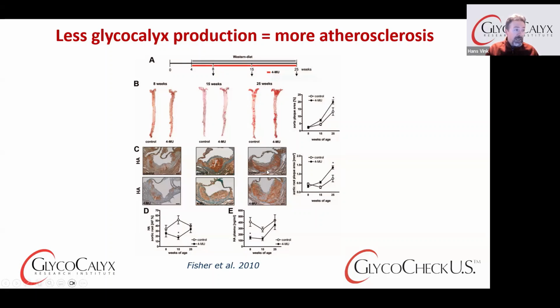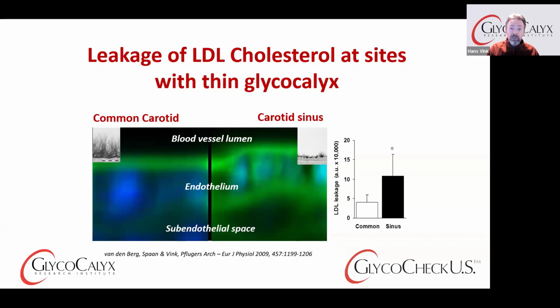The same for the aortic root, the beginning of the aorta near the heart. If you look at the plaque size, there's a significant increase in plaque size when glycocalyx production is impaired, consistent with the other images that we already showed. So if you look at those sites where glycocalyx is broken down or impaired in terms of cholesterol leakage, we see what's shown on this slide.